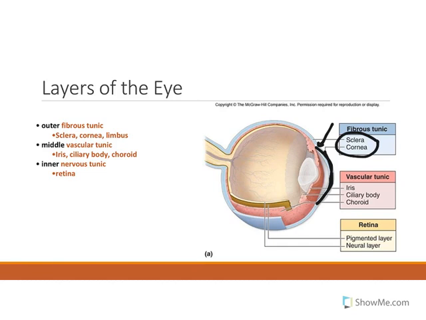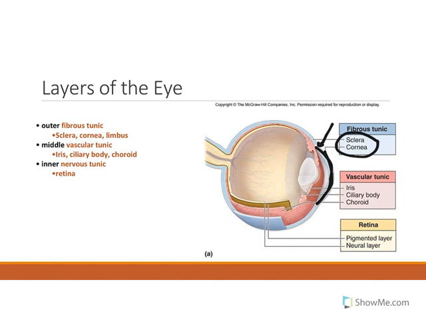Now, the cornea and sclera are continuous with each other. They're made of the same material. The thing is, the way the collagen fibers run are different. The sclera, you see it's white, it's not transparent, but the cornea is transparent. And one thing that if you didn't know, the cornea is avascular. And so corneal transplants are really easy to do because there's no blood supply directly to that cornea, so it doesn't reject anything.